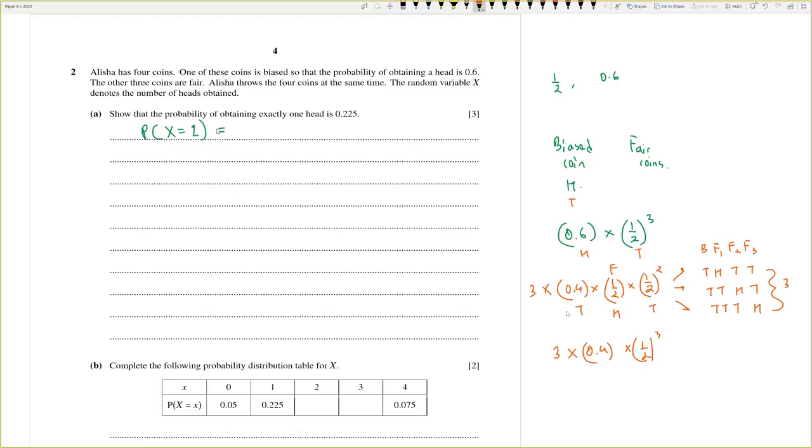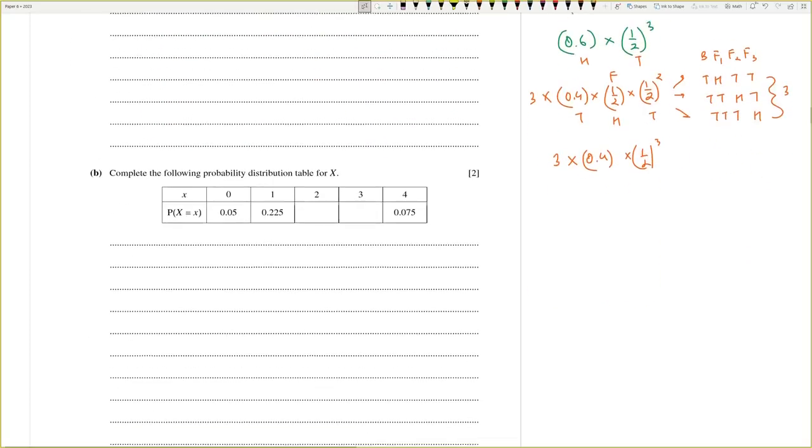Okay. So this is going to be 0.6 times 0.5 cube plus 3 times 0.4 times 0.5 cube. That's how it works. So let's do that. 0.6 times 0.5 cube plus 3 times 0.5 cube times 0.4. That gives you an answer of 9 by 40, which is 0.225 shown. Very good. Complete the following table.